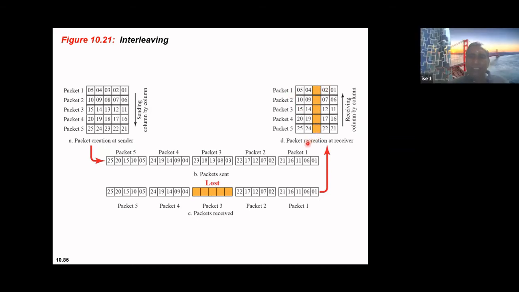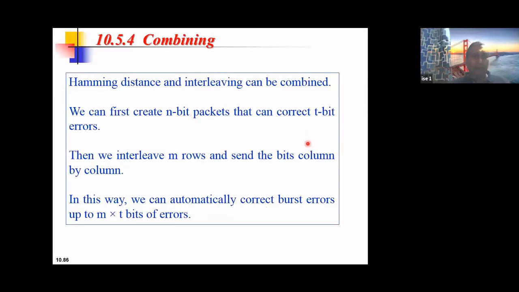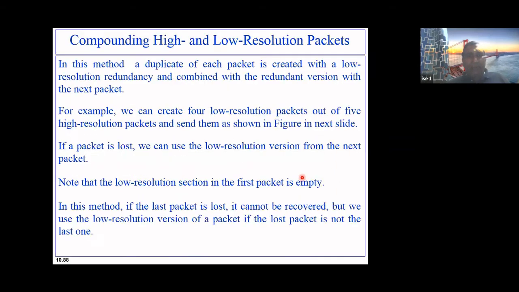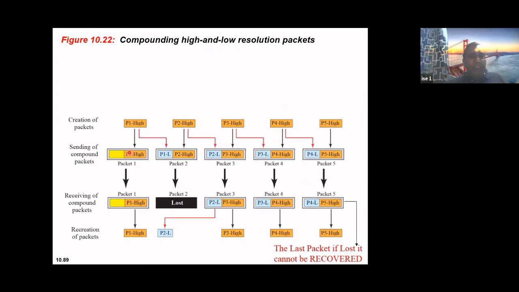You got the idea? There is another method called the combining and compounding method. So in this combining and compounding method, each packet will have two parts. It will have packet P1 in high resolution, and before this, the previous packet's copy will be here. It is called the low resolution packet, and this is the high resolution packet.